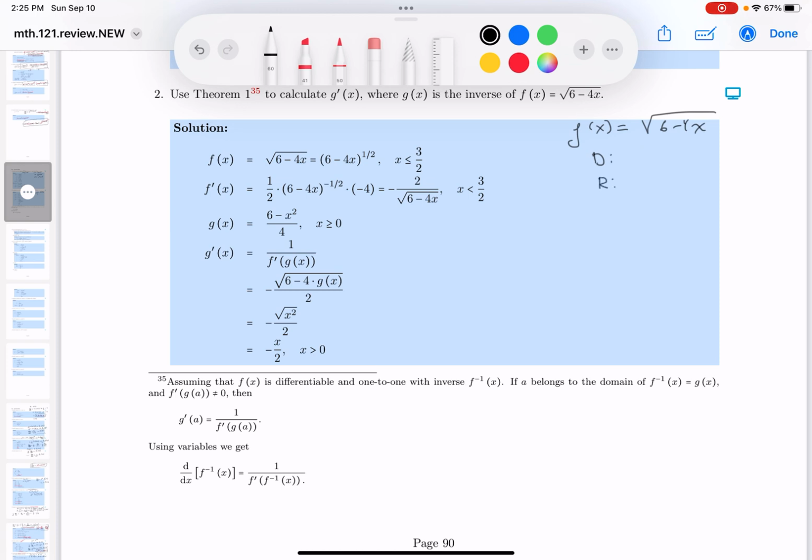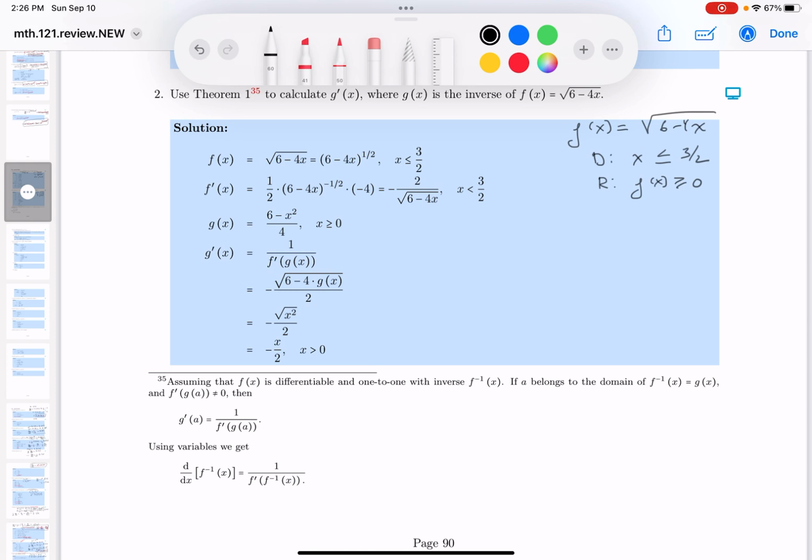The range is going to be f of x is greater than or equal to 0. And the domain of it is when 6 minus 4x is greater than or equal to 0. And that occurs when x is less than or equal to 3 over 2. Relatively simple. Again, you may need paper and pencil to do that. And then I want to go through this inverse part.